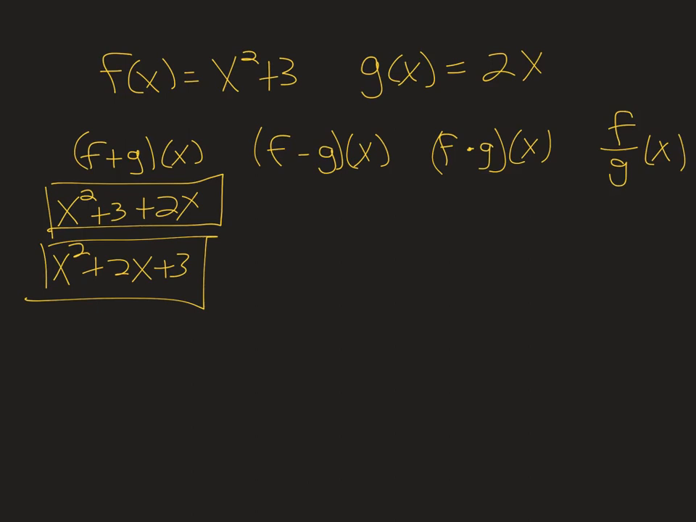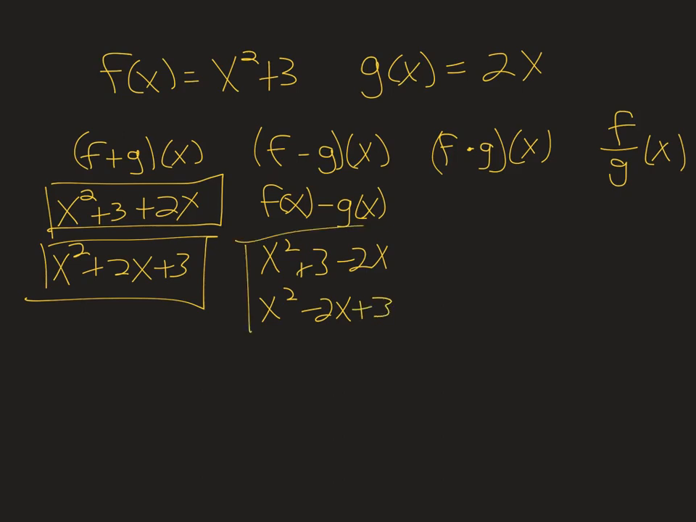The second one is f minus g of x. So f of x minus g of x. And here we don't have any negatives to worry about, but it would be x squared plus 3 minus 2x. And so x squared minus 2x plus 3 if I put it in standard form. So either one of those would be correct.